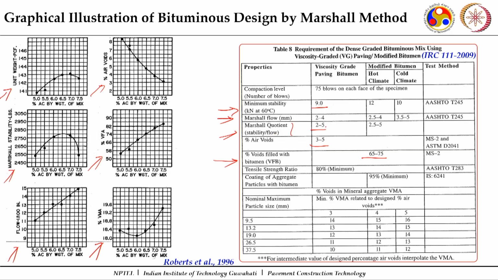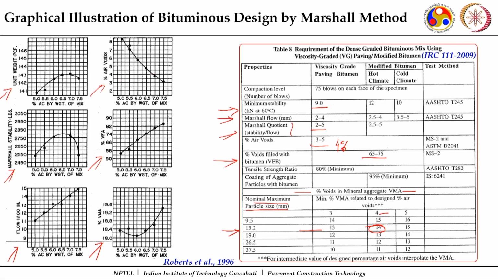That requirement is mentioned here. Now, for the VMA, depending upon the NMS of the aggregates in that particular gradation and the air void content which we are targeting. As mentioned previously, many a times we target a design air void content of 4%. So, if I look for an NMS of 13.2 for 4% air void content, I will require a minimum VMA of 14 percent.